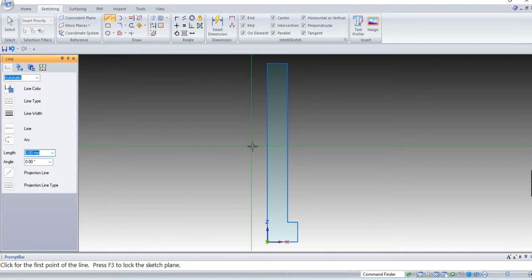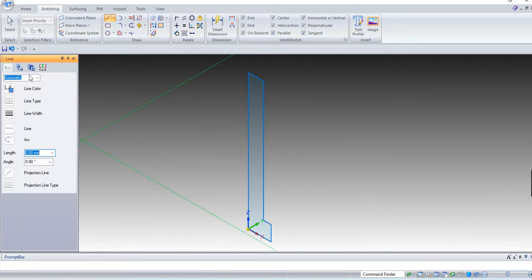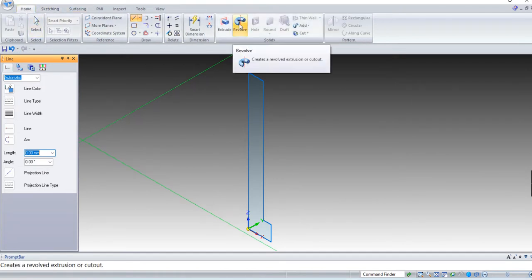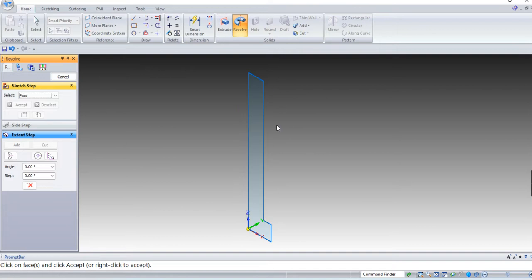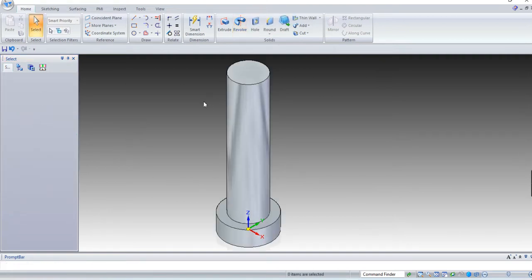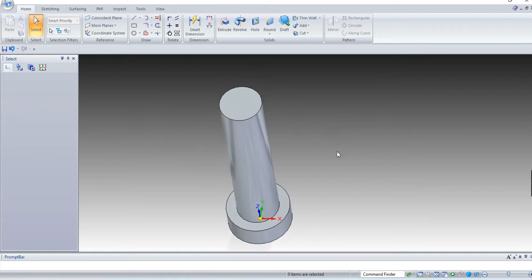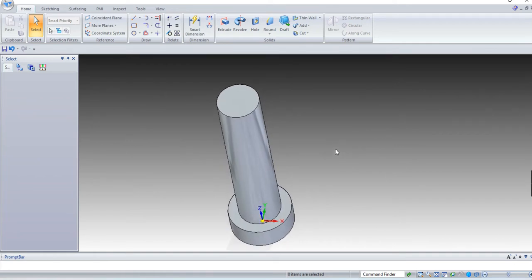Now select isometric view, select revolve base, select the sketch, accept, select this vertical line. Okay, so this is our pin.